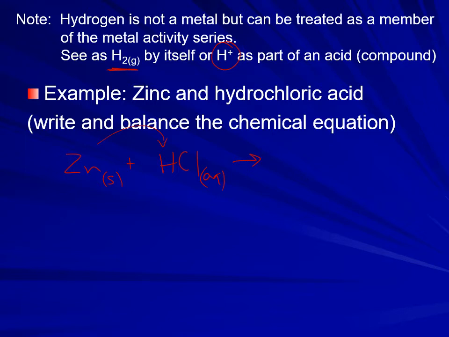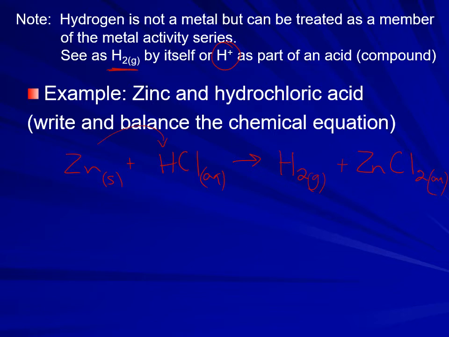If that happens, the H is going to be by itself, but being as it's hydrogen, it is diatomic when it's by itself, and it is a gas. So if a metal displaces hydrogen, then you form hydrogen gas. And the zinc is going to take its place with the chloride, but of course zinc's charge is 2, so this will be ZnCl2, and this will be aqueous.